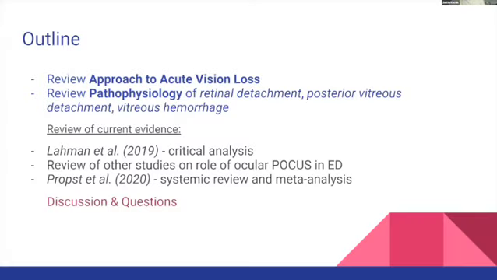So an outline of how I want to, there's the birds. I'm going to start with a quick review of an approach to acute vision loss, and then quickly review the pathophysiology of retinal detachment and its friends, vitreous detachment and vitreous hemorrhage. And then we'll go into the evidence, focusing on this first paper that was only published a couple of years ago by Laham et al.